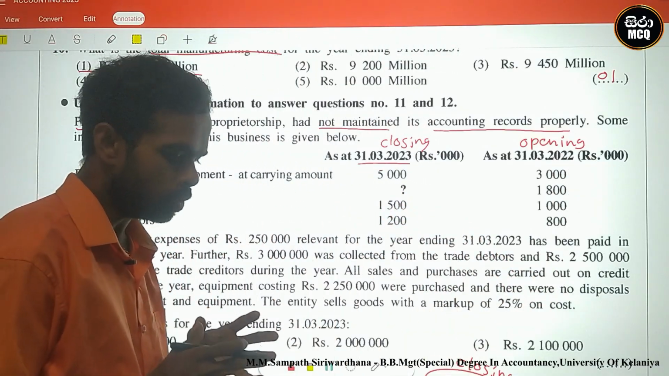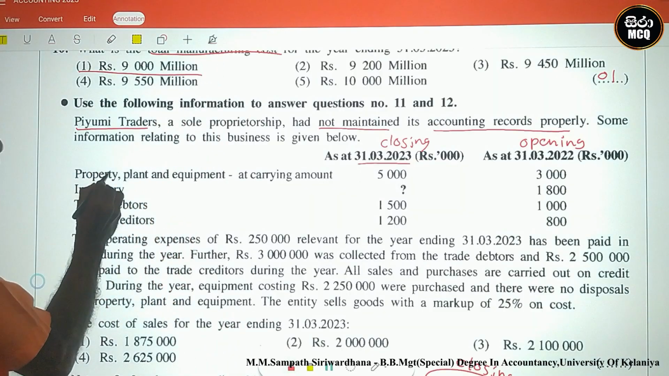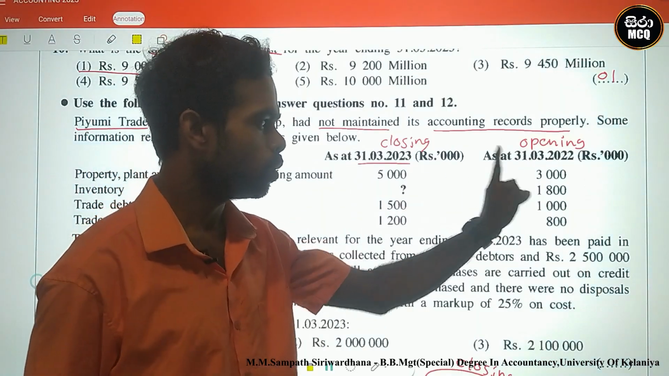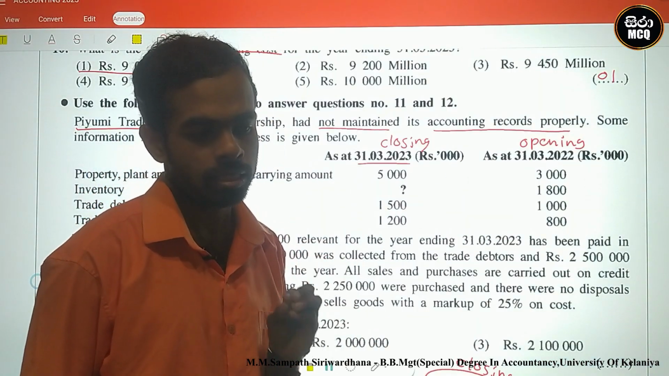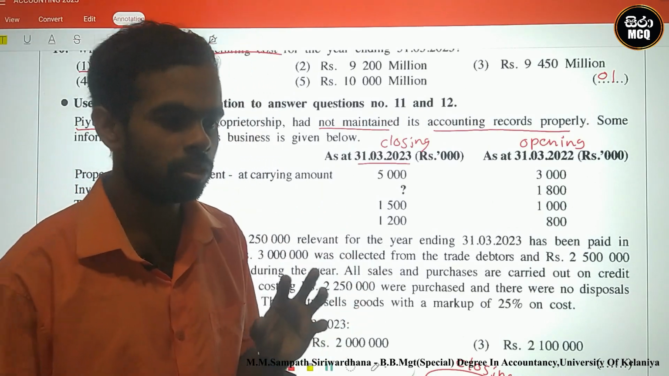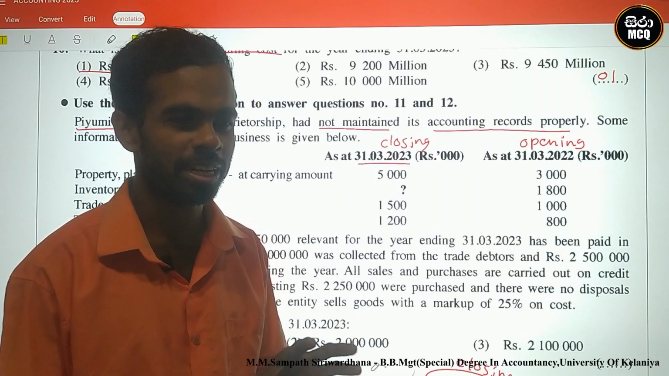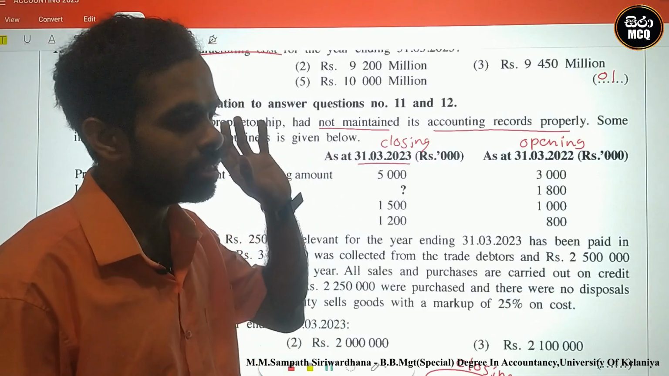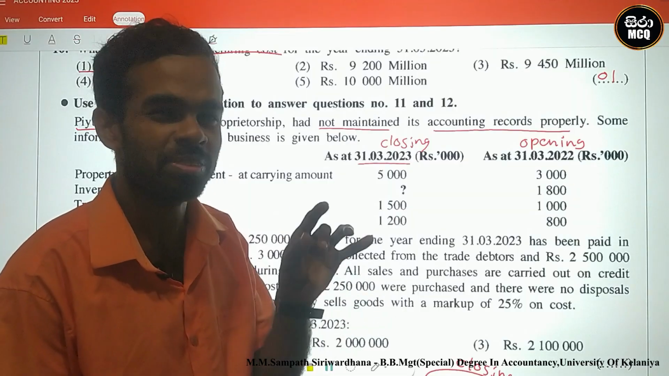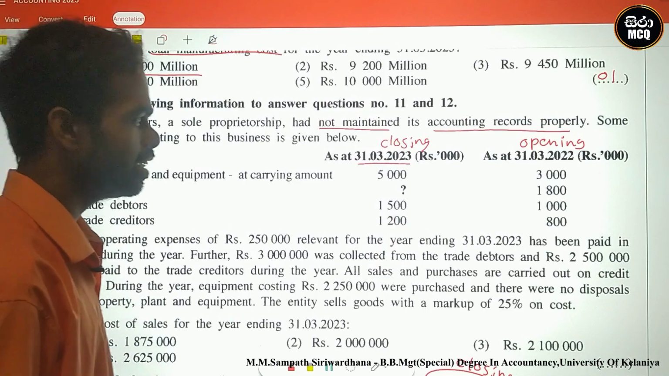Look here, we must include information directly in the income statement. Firstly, property, plant and equipment at carrying amount: 5,000 is closing, opening is 3,000. Carrying amount does not directly influence the income statement. Property, plant and equipment is an asset, therefore we cannot directly include it in the income statement. Next one, inventory.